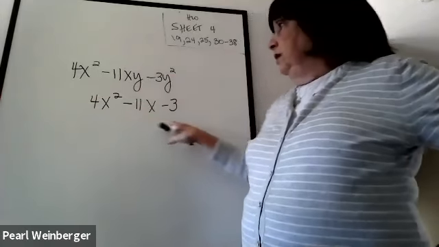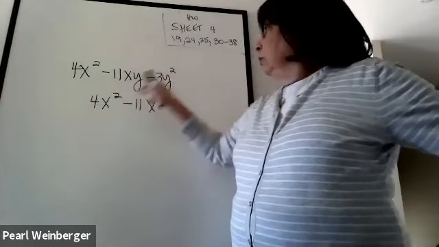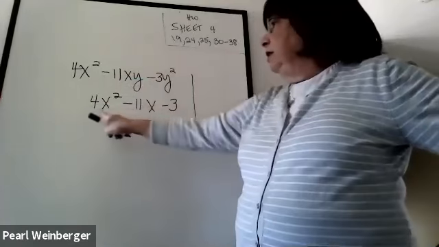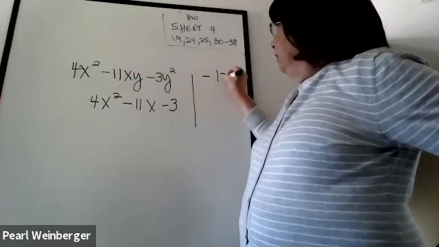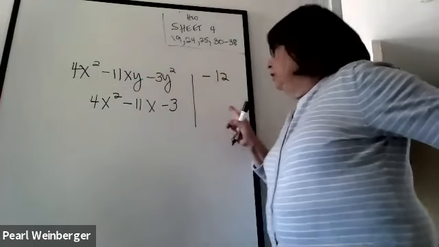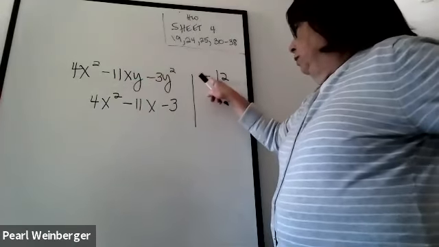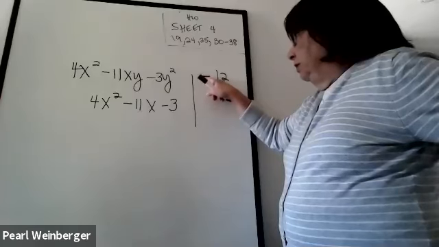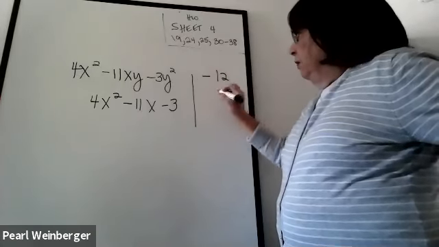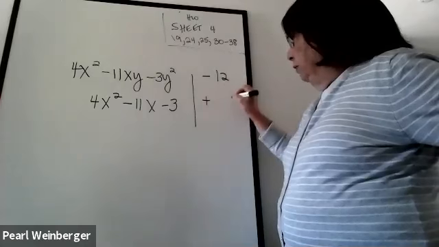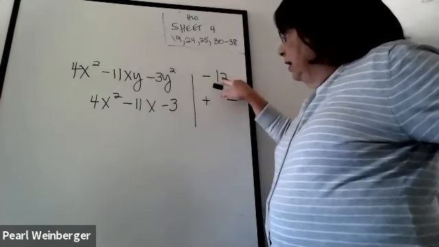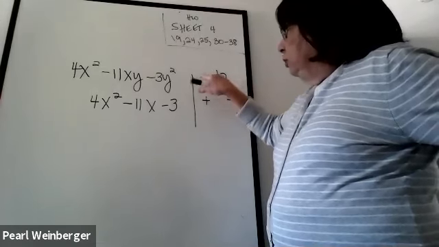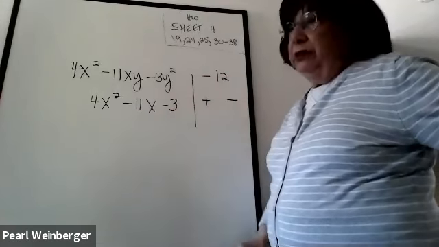Now this is very similar to what we've been doing. We're going to use the AC method. 4 times negative 3 will give me negative 12. So I'll look for two numbers that will multiply. Well, first of all, since this is negative, one will have to be positive and one will have to be negative. And they're going to have to multiply to 12, but subtract to this number, which is 11.